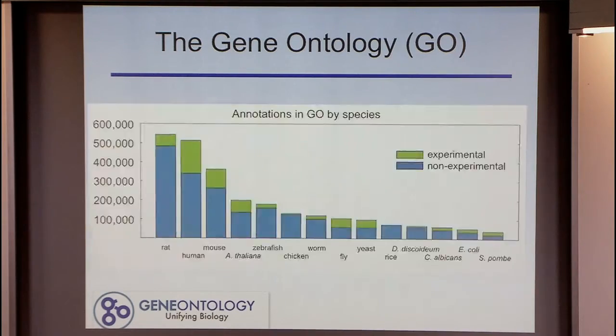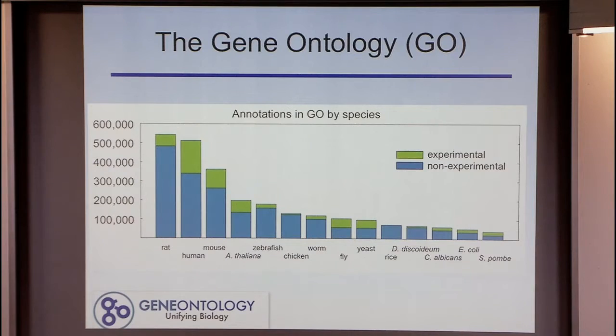So they do a lot of different species, and one of the things you'll notice is that they distinguish between experimentally derived and computationally derived annotations, and are represented in many species, especially model organisms like mouse and rat, and some of the others, in fly and worm and zebrafish, are also very actively involved.